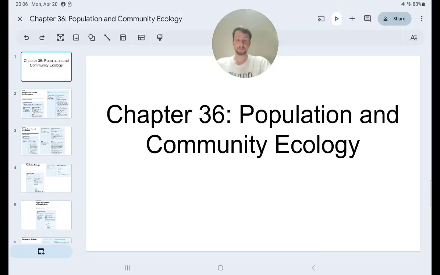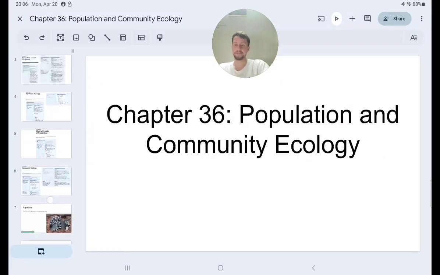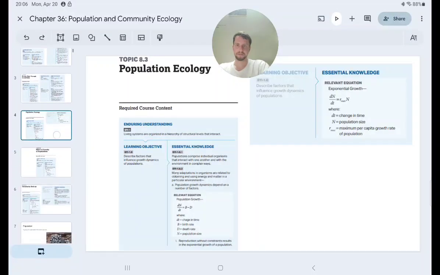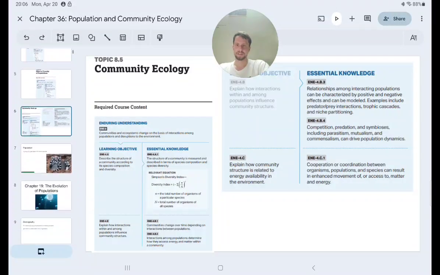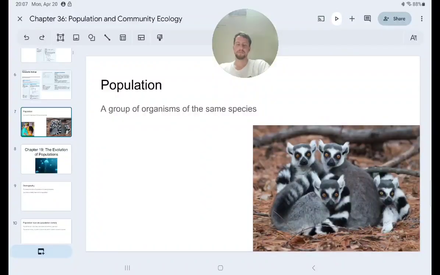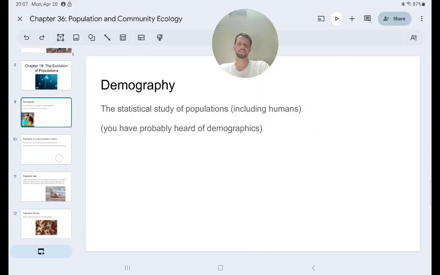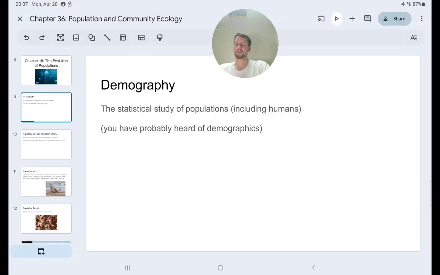So we're going to start chapter 36 by looking at chapter 36.1. I listed all the standards that we need to go over for this unit. But 36.1 is looking at studying populations in terms of their size and where they are. So remember, a population is a group of organisms of the same species. And we talked about the evolution of populations, and we defined what a population is again in chapter 35.